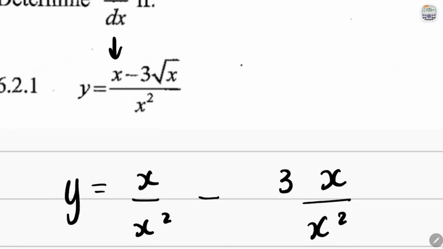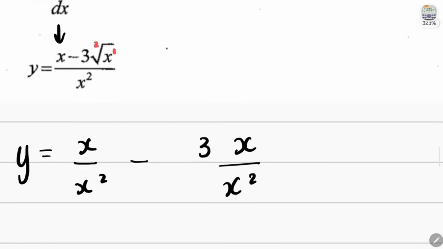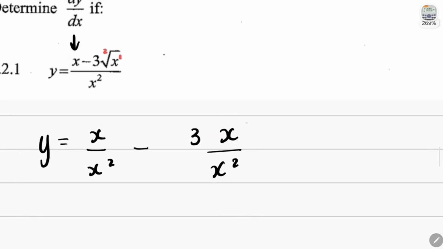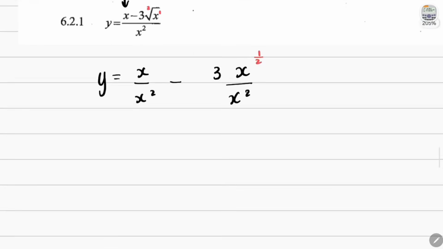The x has a natural exponent of 1, and this is a square root. So this is a square root, not cube root. So you wouldn't have 3 here, you would have 2. So to write that exponent as a rational number, we would say the inside exponent, which is 1, over the outside exponent, which is 2. Okay, so this is what we have.